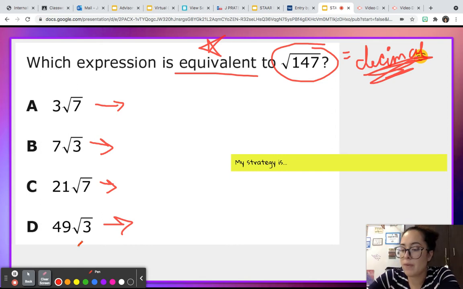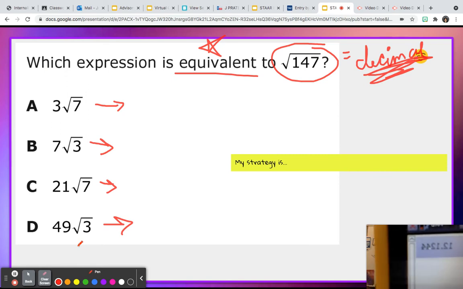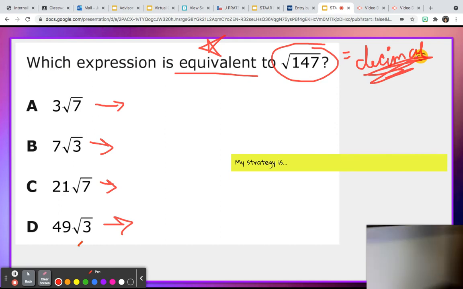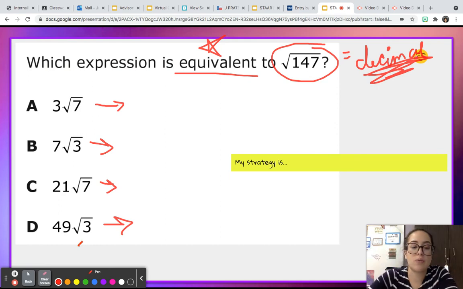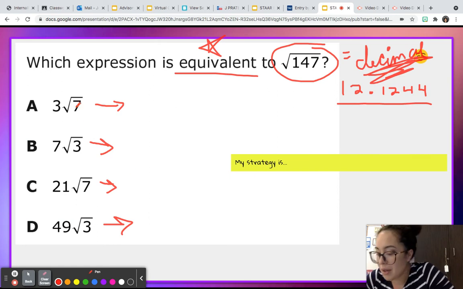And then I'm going to put 147, enter, and I get 12.1244. Okay. This value has to be exact to one of these answer choices. So now I'm going to do 3 times the square root of 7.